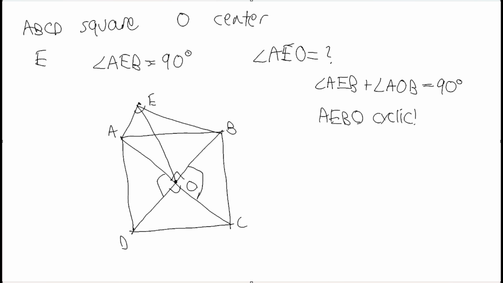And to finish, we have angle AEO is equal to angle ABO by our cyclic quadrilaterals. So now we've just gotten rid of point E entirely from the question, and we just have to figure out what this angle is. But this is just half of 90 degrees, which is 45 degrees.